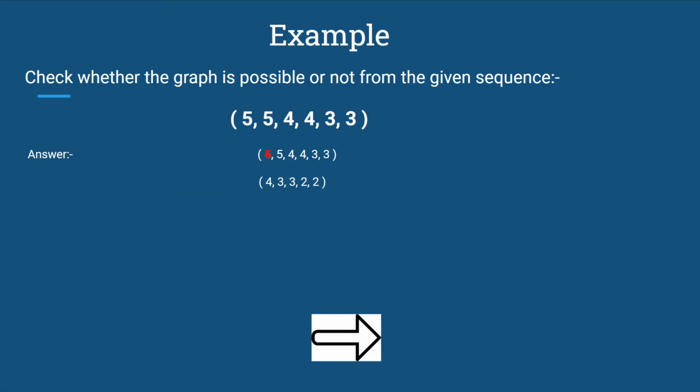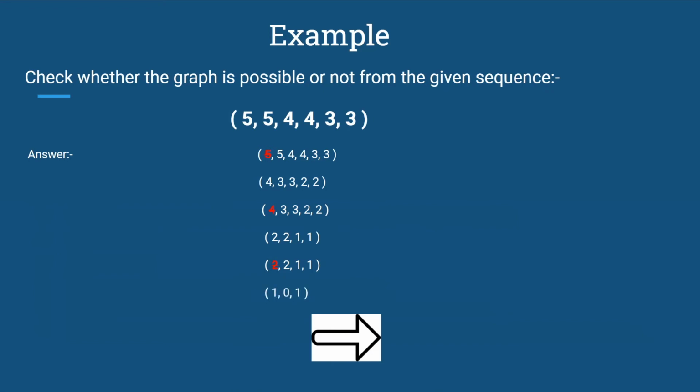Now we repeat the same process again. So we remove 4 and then we subtract 1 from the next 4 terms. When we do that, we get 2, 2, 1, 1. Again, the same process. We remove 2 and we subtract 1 from the next 2 terms. So then we get 1, 0, 1.